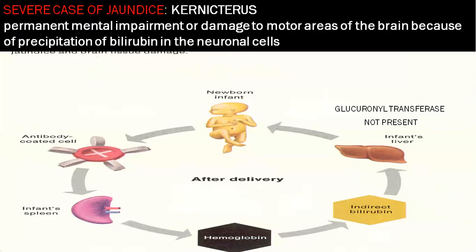Then you have the severe case of jaundice, which is called kernicterus. This kernicterus can result in permanent mental impairment or damage to the motor areas of the brain because of precipitation of bilirubin in the neuronal cells. So the indirect bilirubin, which is harmful, can migrate into the brain cells. Within the brain cells, it will precipitate and destroy the neuronal cells. That will bring about other clinical signs, the neurological clinical signs in jaundice, because of this bilirubin that is precipitating within the neuronal cells.